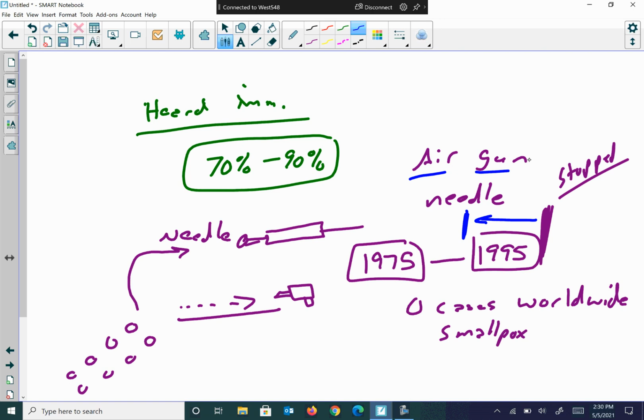So smallpox does now exist back on the planet. Are there major outbreaks that we have to worry about at this point in time? No. The unfortunate thing is, it is a biochemical weapon. So unfortunately, there are governments that have it and realize that we could release this and people could get it. And that would be a really bad thing.